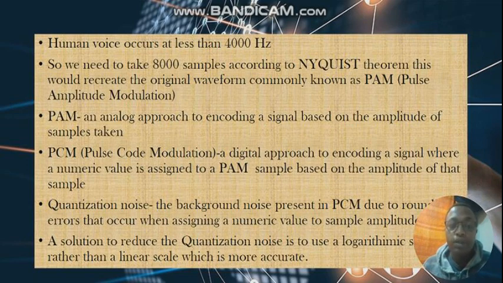Now, this is what we call pulse code modulation, and this is basically the approach of encoding a signal where a numeric value is assigned to the sample based on the amplitude of that sample. This is what we call the quantization noise, and this is the background noise present in the PCM.